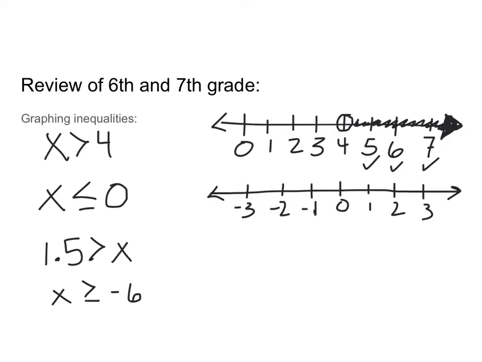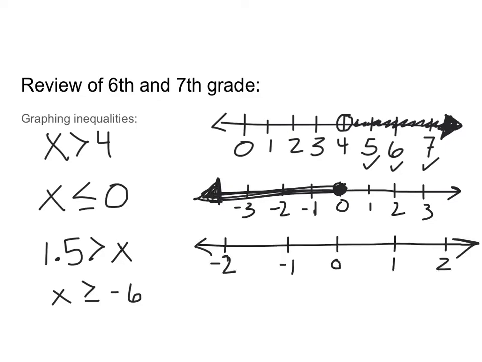All right, so for x is less than or equal to 0, hopefully you did a filled in dot at the 0 and then the arrow going down to the smaller numbers. All right, this one's written backwards, so you would read it 1.5 is greater than x. You could also rewrite that if you wanted to help you think about it, that x is less than 1.5.